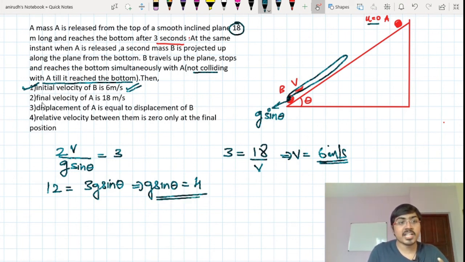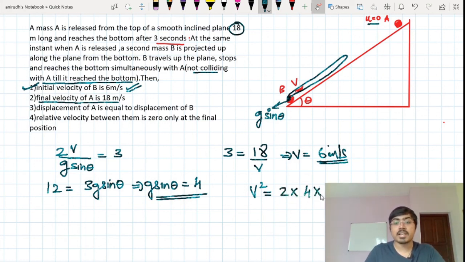Now we are asked to find the final velocity of A. It is moving all the way down, with gravity acting as g sine theta. So I can use V square is equal to U square plus 2AS. Here V is the final velocity of A when it reaches down, equal to U square, which is 0, plus 2 multiplied by g sine theta, which is 4, multiplied by distance 18. So V square is equal to 2 multiplied by 4 multiplied by 18.